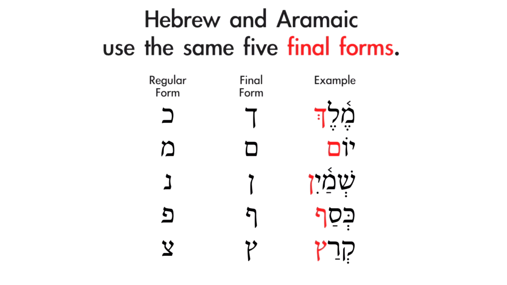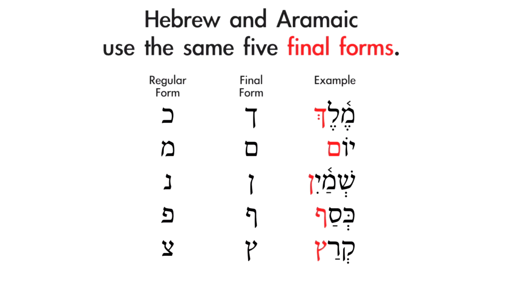The regular form is the form of the consonant used at the beginning or anywhere in the middle of a word. The final form is the form of that particular consonant used as the last letter in any form. Now, you can imagine with a language that was written really close together and sometimes without any spaces, having final forms would have been really helpful because they would serve as word dividers. Well, those features still carry over today, even though we use spaces in our text. And so you must be able to recognize and write out these five final forms.